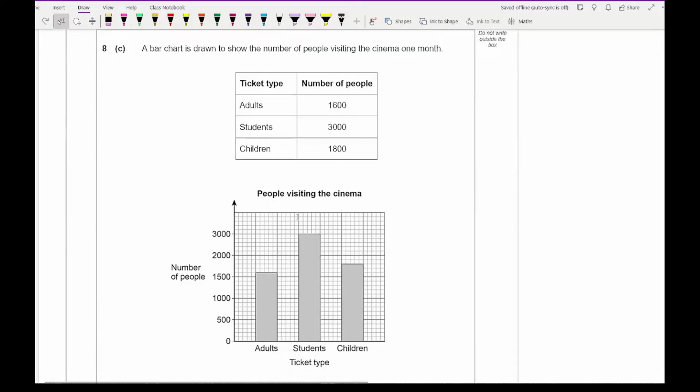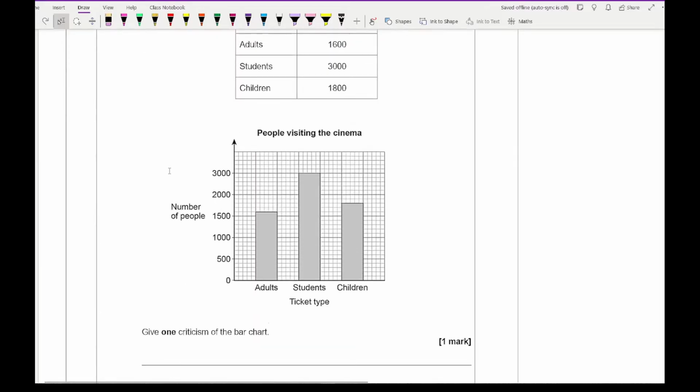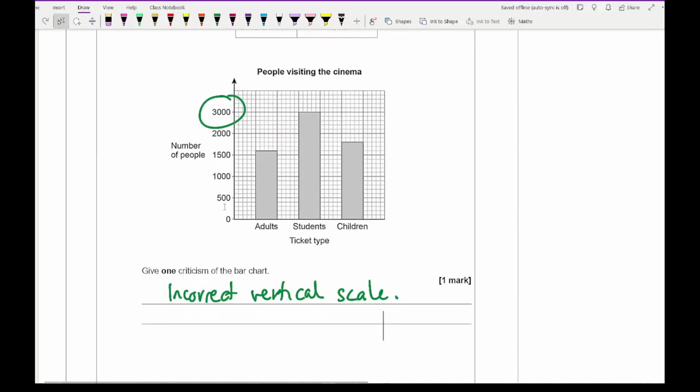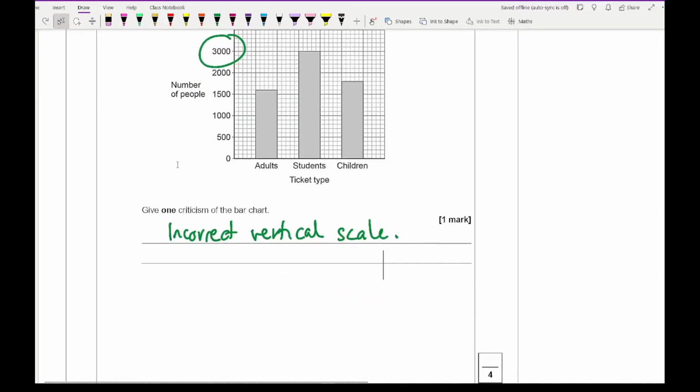Moving on to question 8c, it says the bar chart is drawn to show the number of people visiting the cinema in 1 month. And here's the bar chart. It says give one criticism for the bar chart. The one criticism is, as you can see in terms of the vertical scale, that we're missing 2,500; it's going up in 500s until it gets there. So in other words, we've got an incorrect vertical scale, or something along those lines. You could say that 2,500 is missing. It doesn't go up by 500s along the y-axis, so something along those lines would be absolutely fine for the 1 mark.